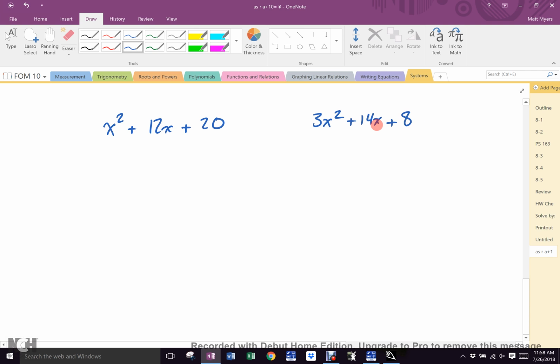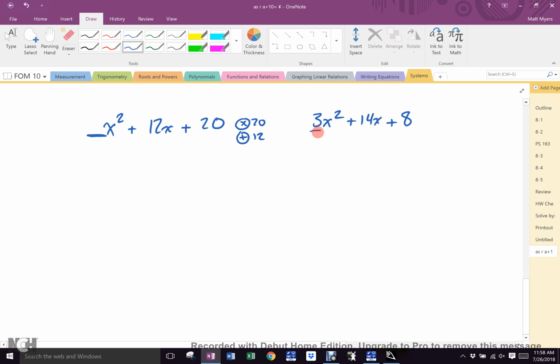Okay. So, Erlen is asking when I do what? If there is no number here, then I need to multiply to 20 and add to 12. I'm getting to that.